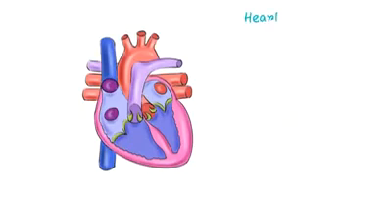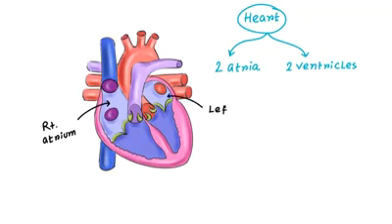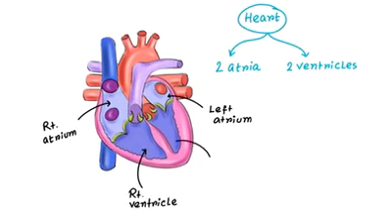You already know that the heart has four chambers, two atria and two ventricles. So here in this diagram, this is the right atrium and this is the left atrium. And in the lower portion, this is the right ventricle and this is the left ventricle.